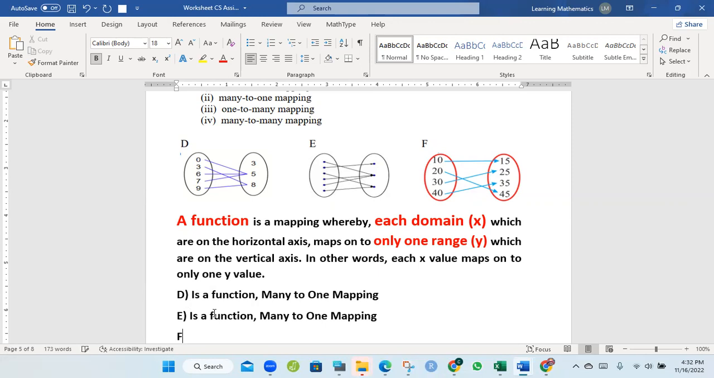Let's look at F now. 10 maps onto 15 alone, 20 maps onto 45 alone, 30 maps onto 25 alone, and 40 maps onto 45 alone. So F is a function. Now, what type of a function? What type of a mapping? As you can see, only one arrow leaving 10, one arrow reaching 15, one arrow reaching 25, one arrow reaching 35, one arrow reaching 45. So it's a one-to-one. So F is a function and it is a one-to-one function or one-to-one mapping. Okay. So there are two types of functions, many-to-ones and one-to-ones.